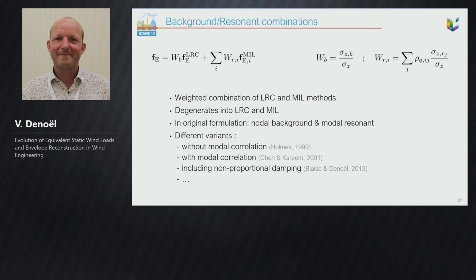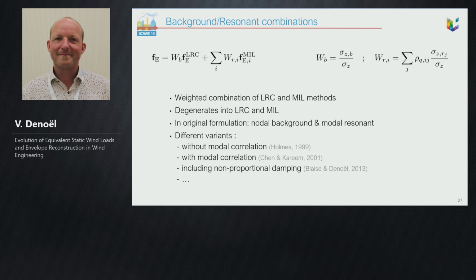And the weighting coefficients, WB, WR, are expressed somehow like this. And you can see, for instance, that if the response is fully background, so quasi-static only, this turns out to be equal to 1, this turns out to be equal to 0, and we recover the load response correlation. And the other way around, if the response is fully dynamic, we recover only modal inertial loads. So somehow we generalize the concept and make sure we have something that fits in those intermediate cases where we have a bit of the two components in the response.